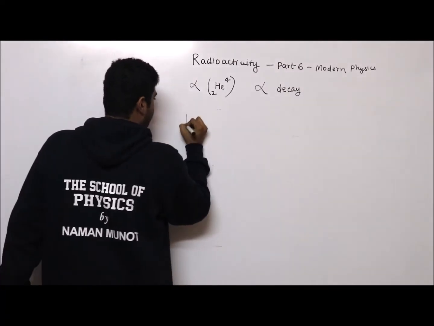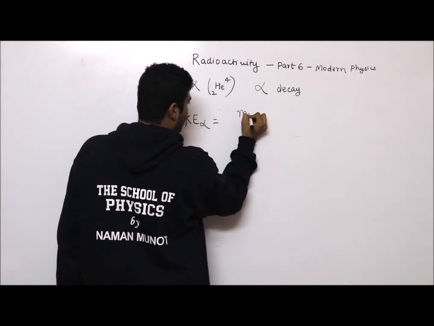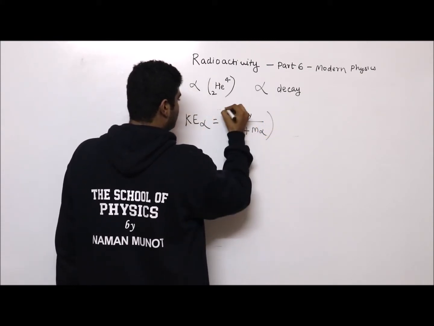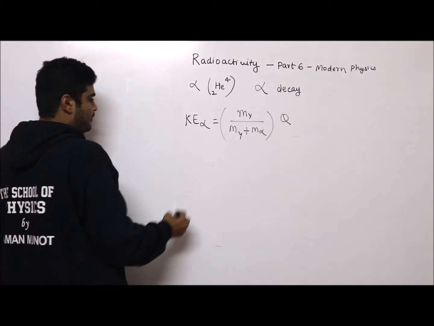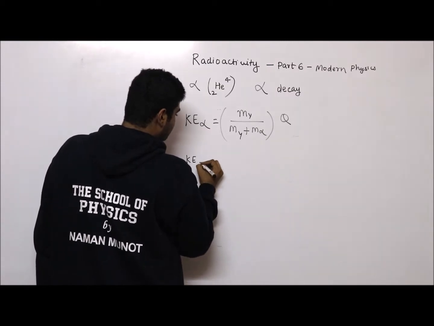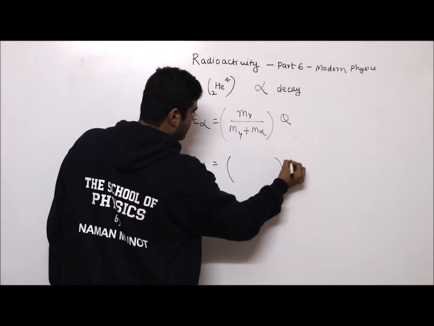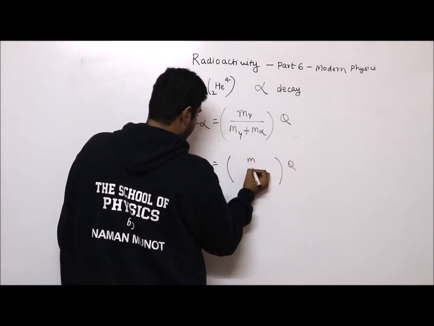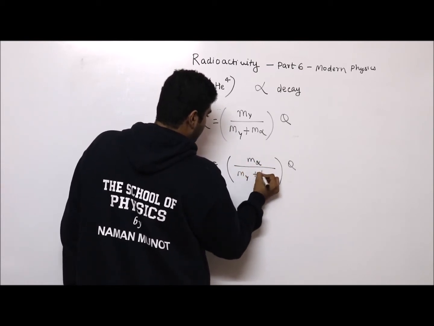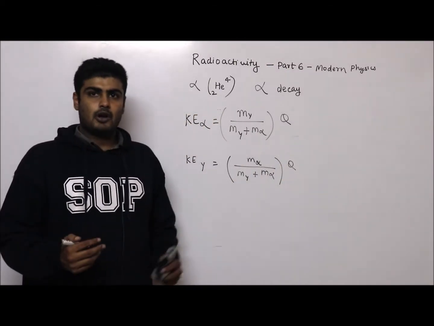Kinetic energy of alpha particle is equal to my upon my plus m alpha, into Q. This is result number 1. And kinetic energy of this particle Y is m alpha upon my plus m alpha, into Q. So these are the two results that you have to remember directly.